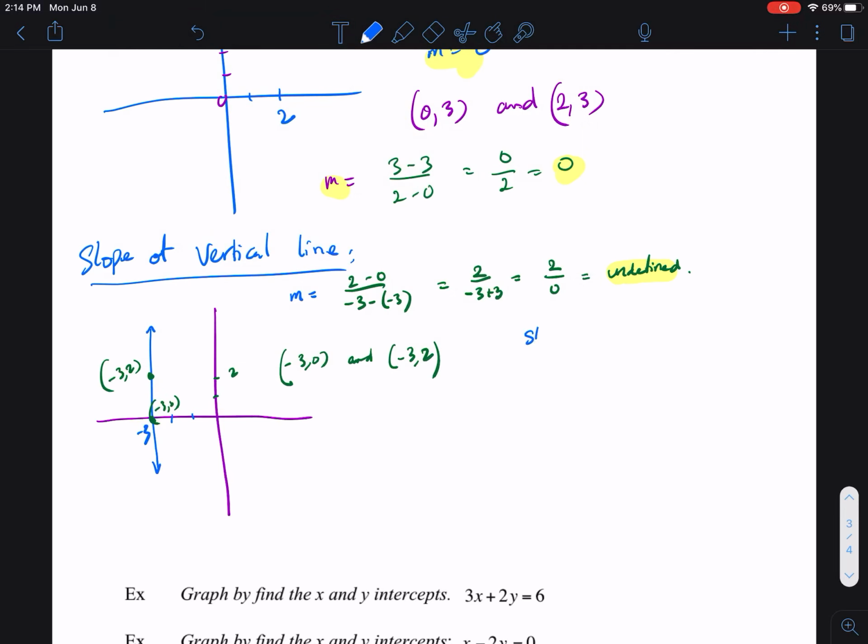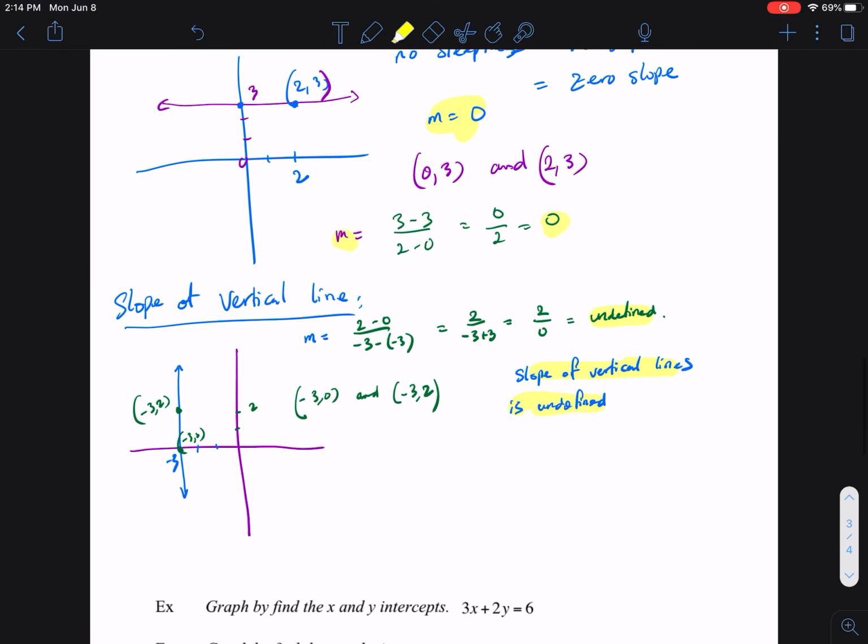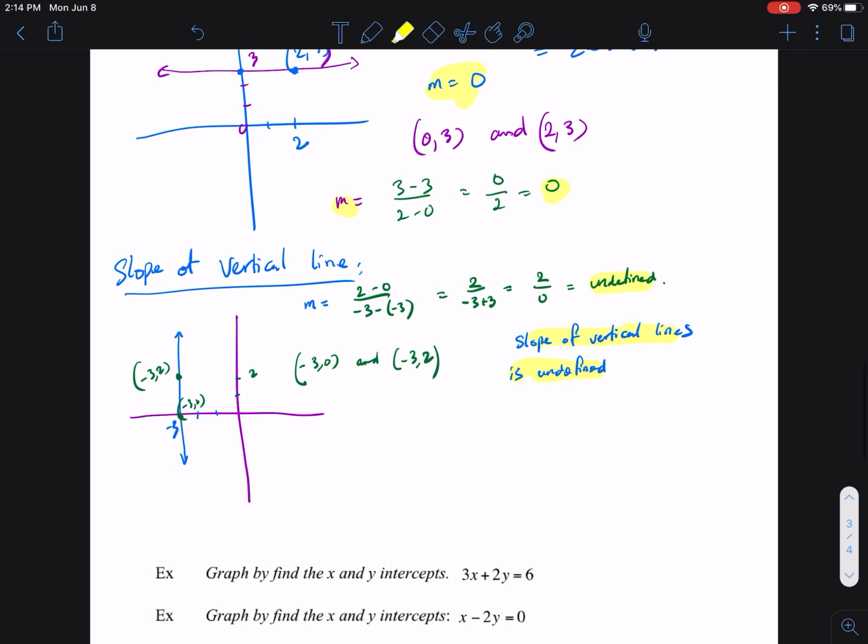Okay, so the slope of a vertical line is undefined. Okay, so the slope of vertical lines in general is undefined. All right, and the slope of a horizontal line is always 0, right? Okay, so that's pretty much what I want to discuss regarding the slope and how we find the slope using the formula. In the next couple of videos we're going to look at graphing using slope-intercept form and some more examples. Okay.